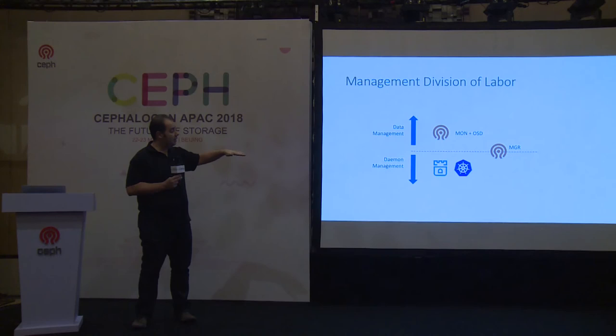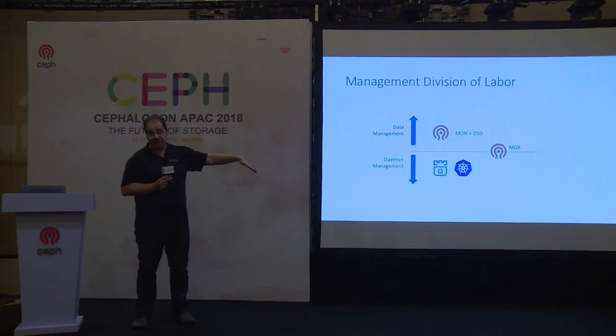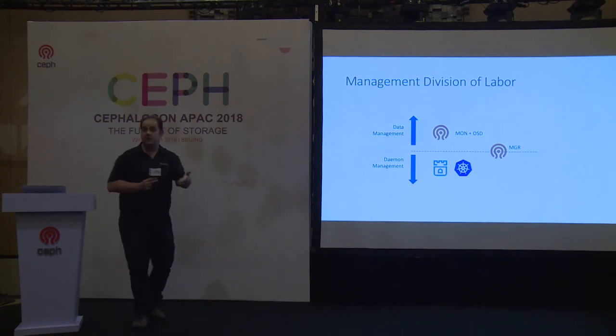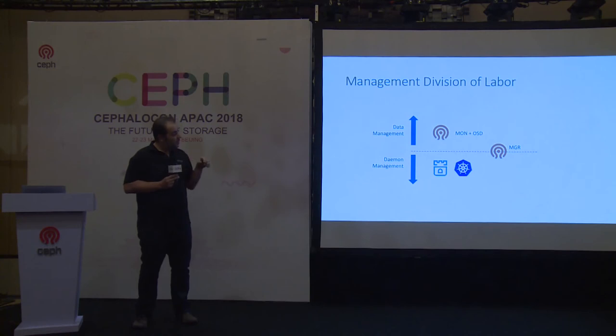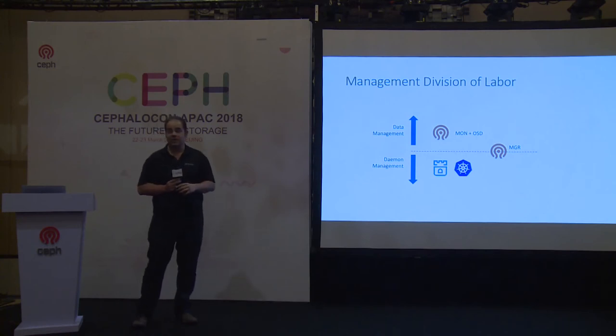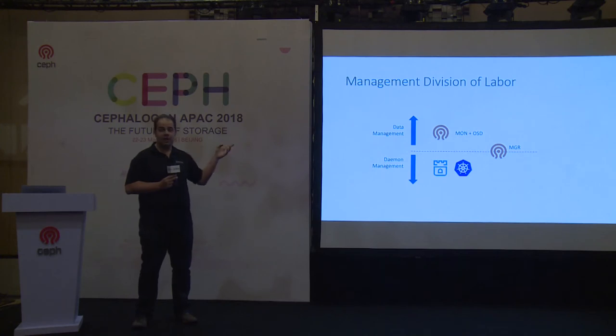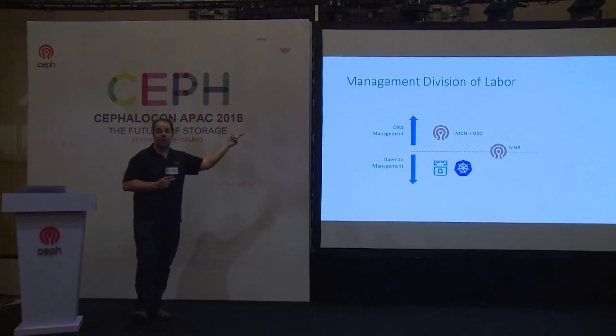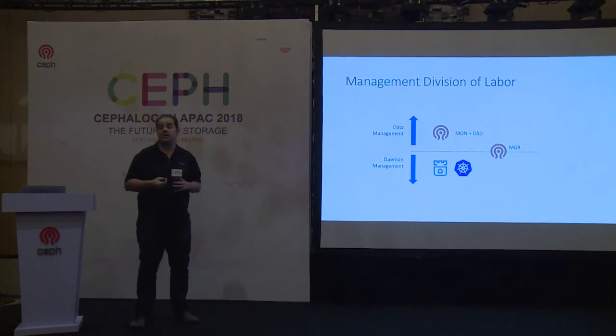Rook and Kubernetes are around the management of daemons. They are about managing the life cycle of these daemons and making sure that they're running and healthy and scale, and when the cluster grows, that they're creating new daemons, et cetera. The new Ceph manager model that showed up in Luminous is probably straddling both worlds. And in fact, there will be interesting scenarios going forward where the manager is talking to Kubernetes and Rook to influence changes as part of essentially scaling a cluster or doing more interesting things in the cluster.